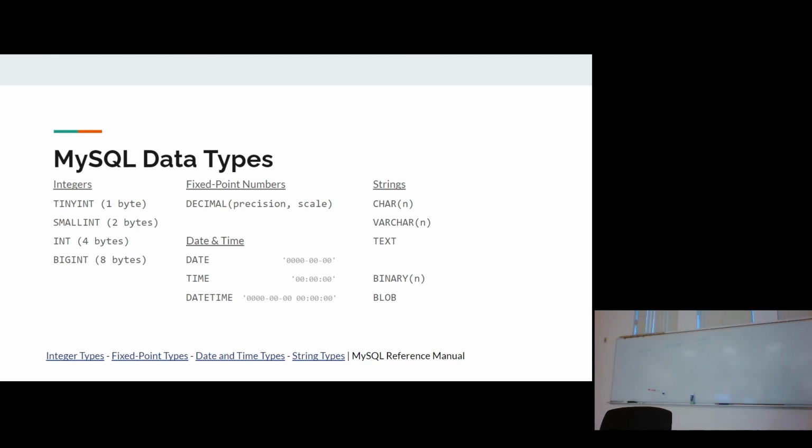So decimal, you'll notice that it has these parentheses here, because anytime you use a decimal as a data type, you have to specify how big of a decimal it is. It requires two numbers. You can see they're called precision and scale. Let's talk about what those numbers are.